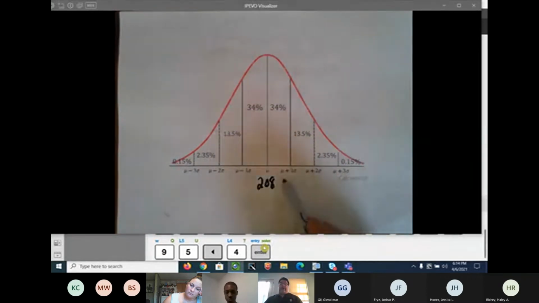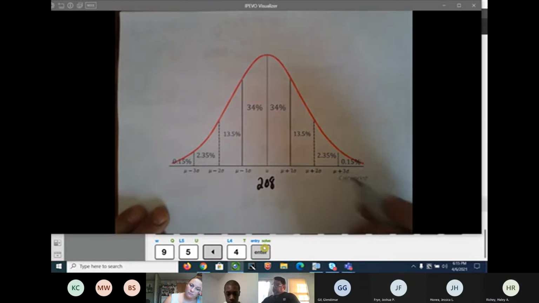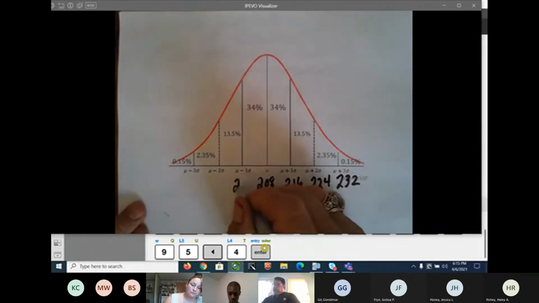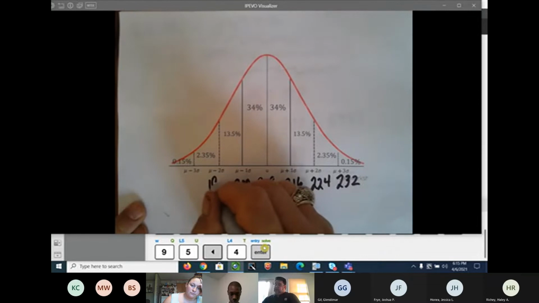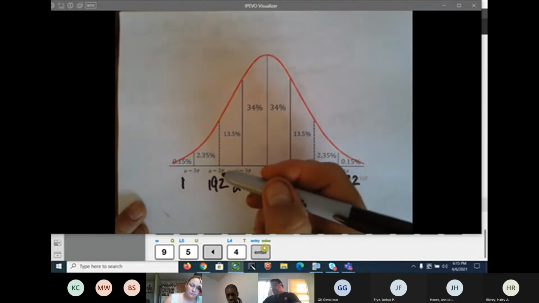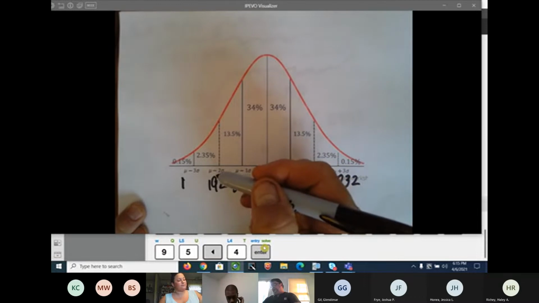And what do you do on the right side of the curve? Add or subtract? Add. Add 8. So that's going to be 216, 224, and 232. What do you do on the left side? Subtract. So that's going to be 200, 192, and 184.